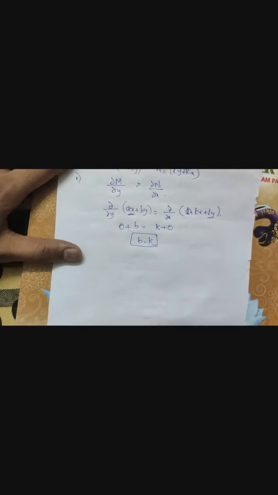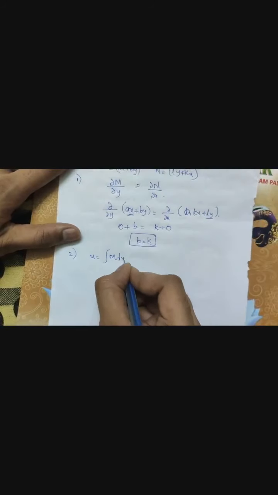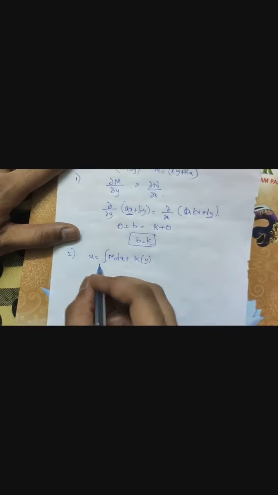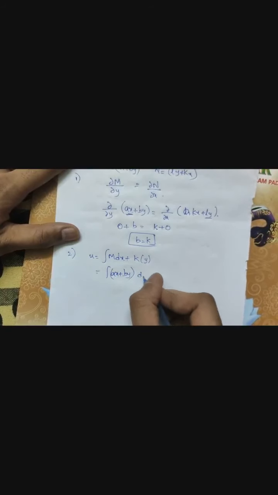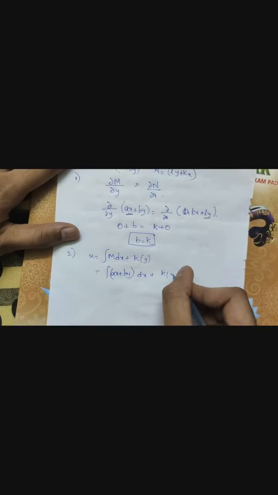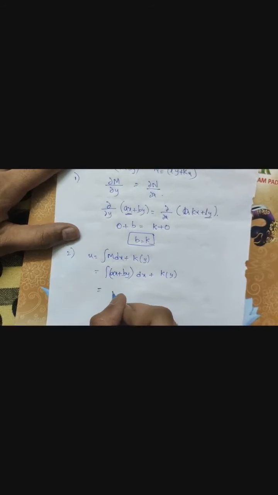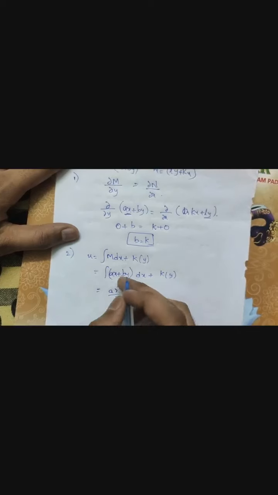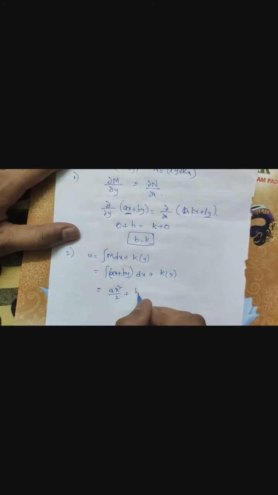Okay, this is the first condition we got. For the exact ODE, u is equal to the integration of M dx plus k of y, that is, the integration of (ax plus by) dx plus k of y. The integration of ax dx will be a times x square by 2, plus by, where b is a constant and the integration of 1 dx is x, so we get bxy plus k of y.